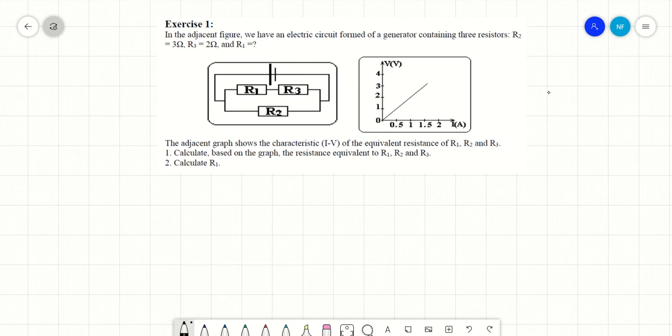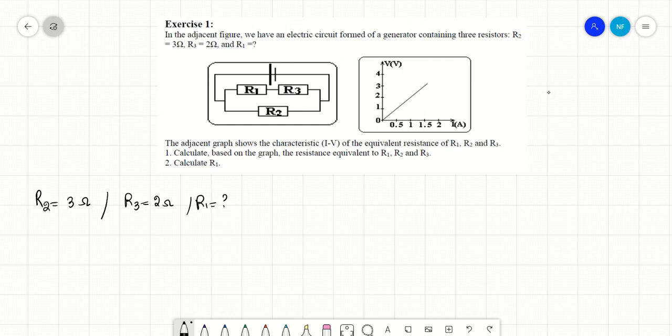In the first exercise, in the adjacent figure, we have an electric circuit formed of a generator and containing another 3 resistors. R2 is given as 3 ohm. Then we have R3 equal to 2 ohm, and R1 is not given.